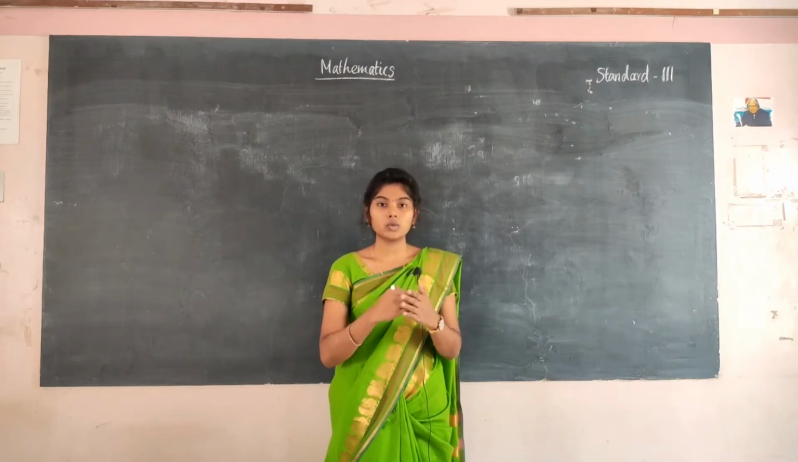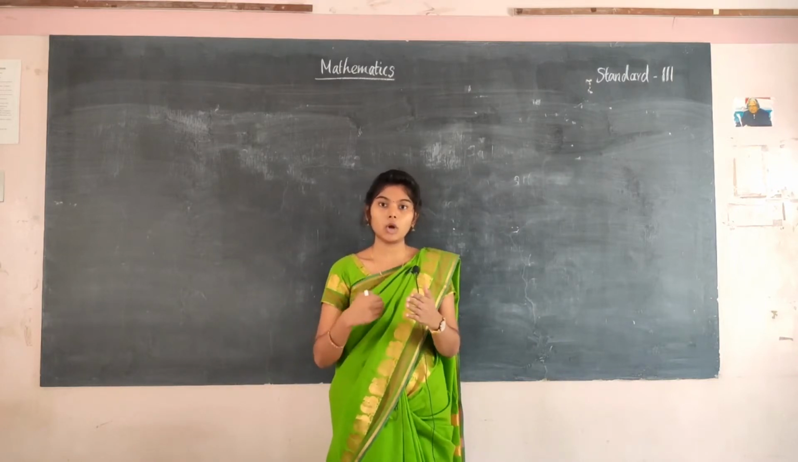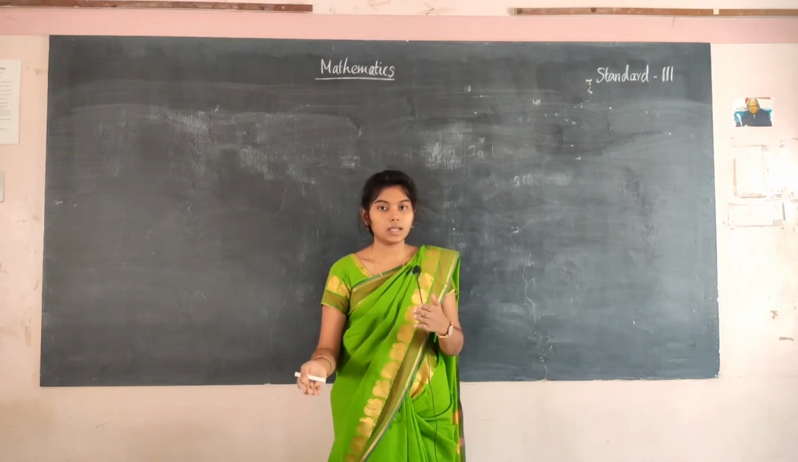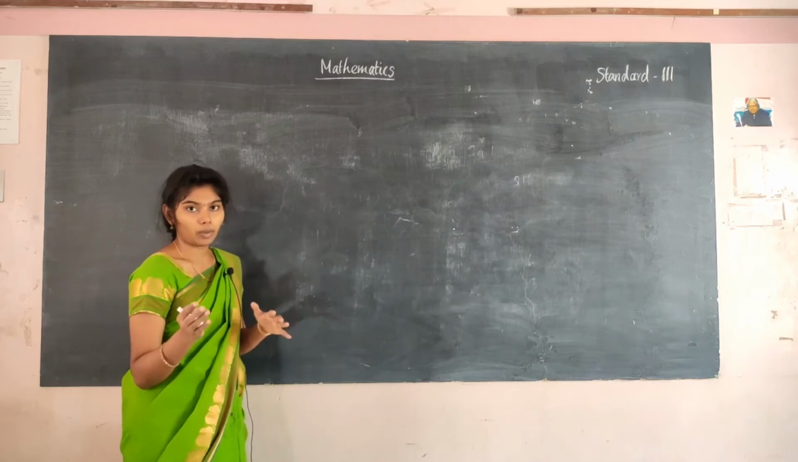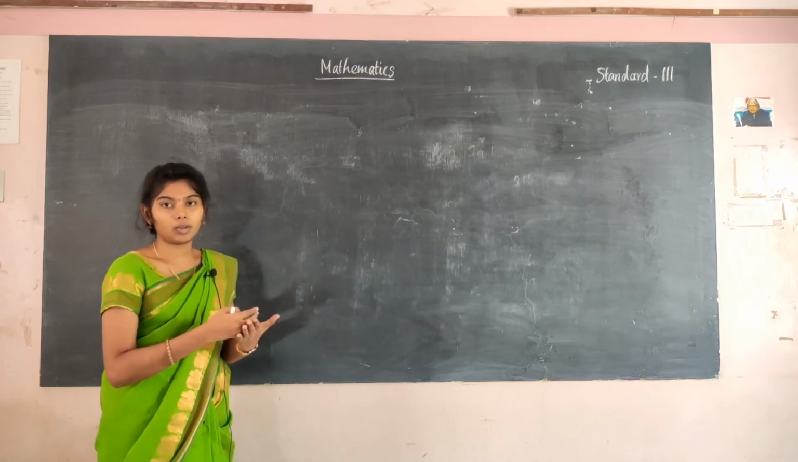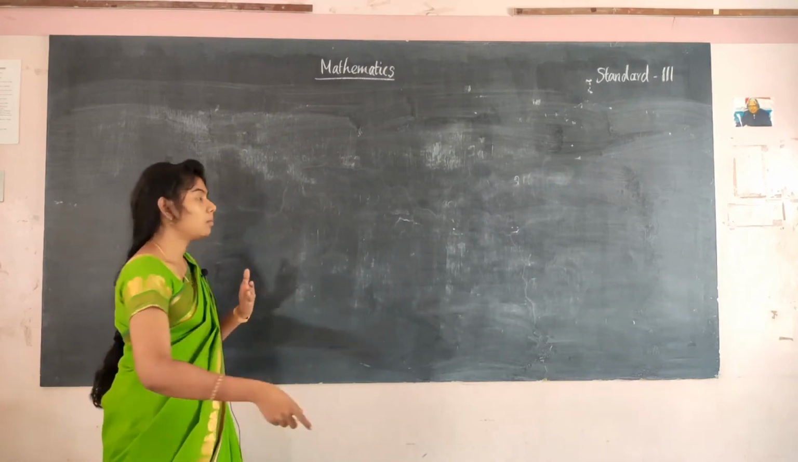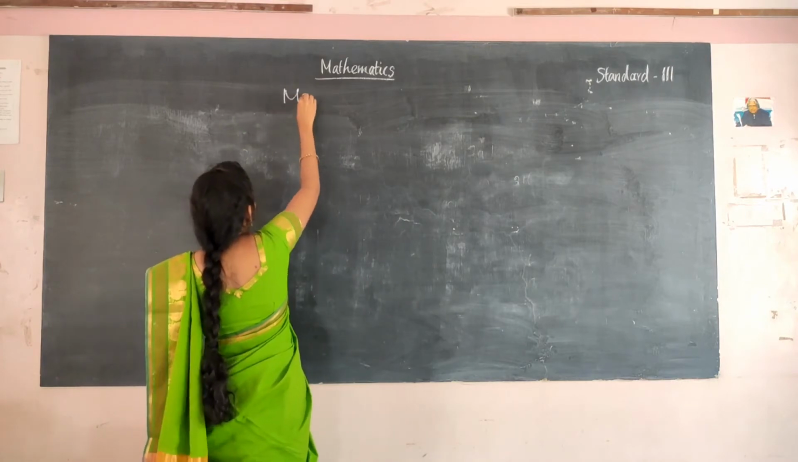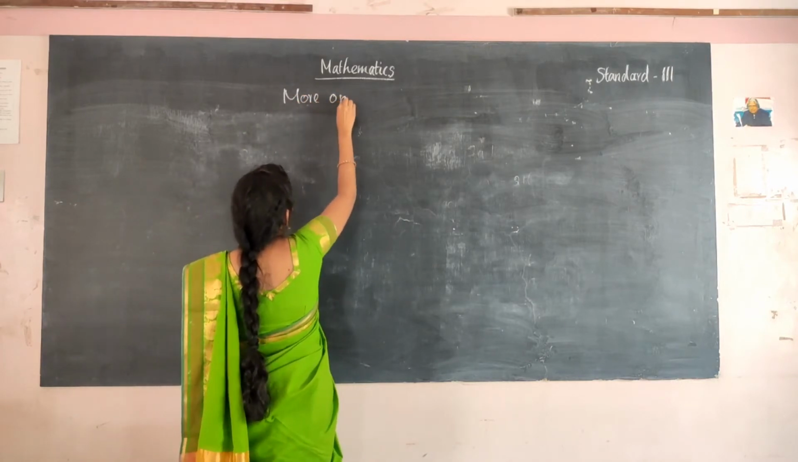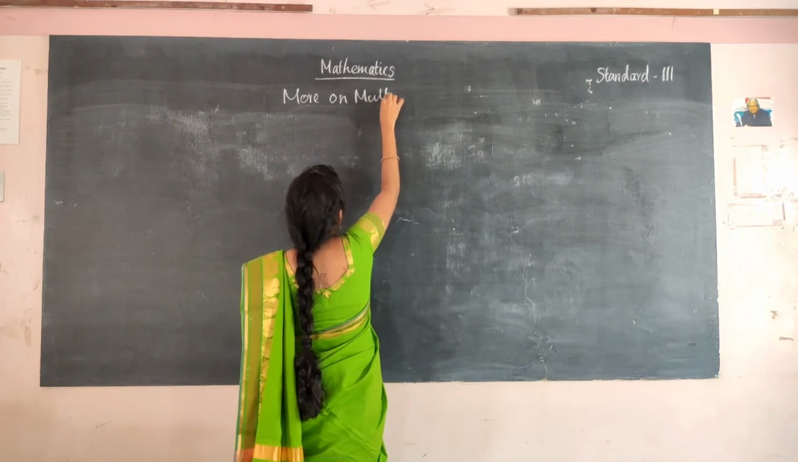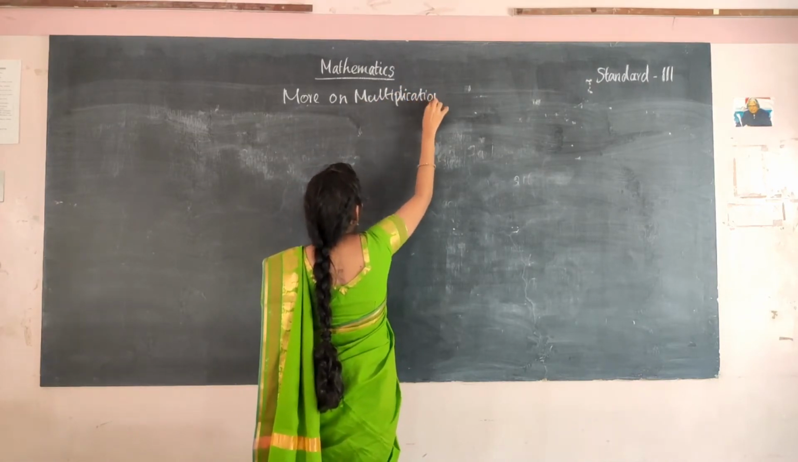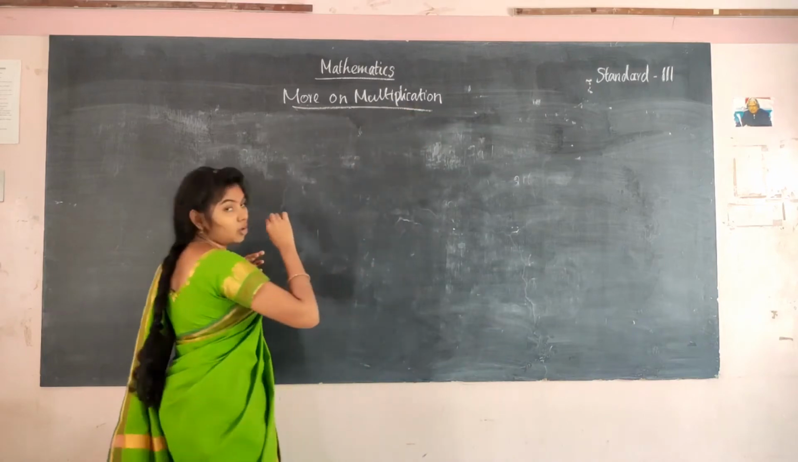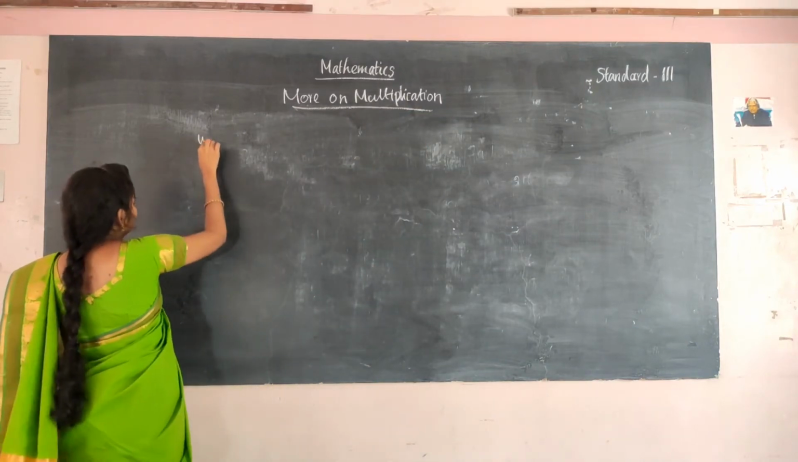So we are going to see this with regrouping and without regrouping, how we can find the answer. First of all without regrouping, and then we shall see with regrouping. So the topic is more on multiplication. So first of all we shall see without regrouping.